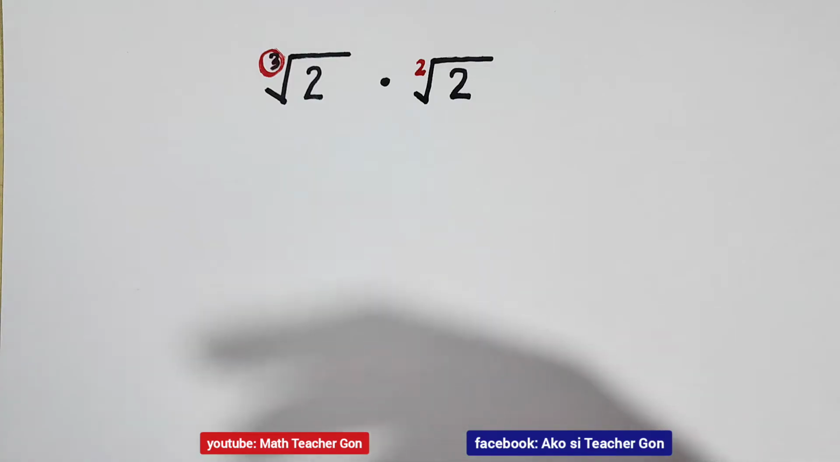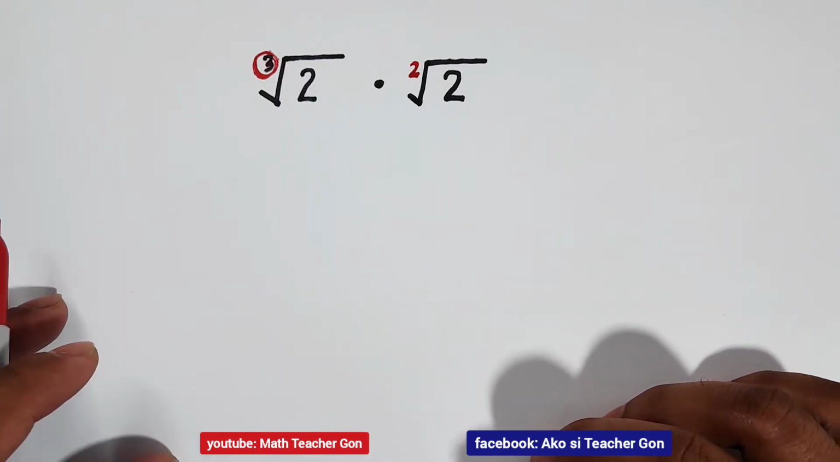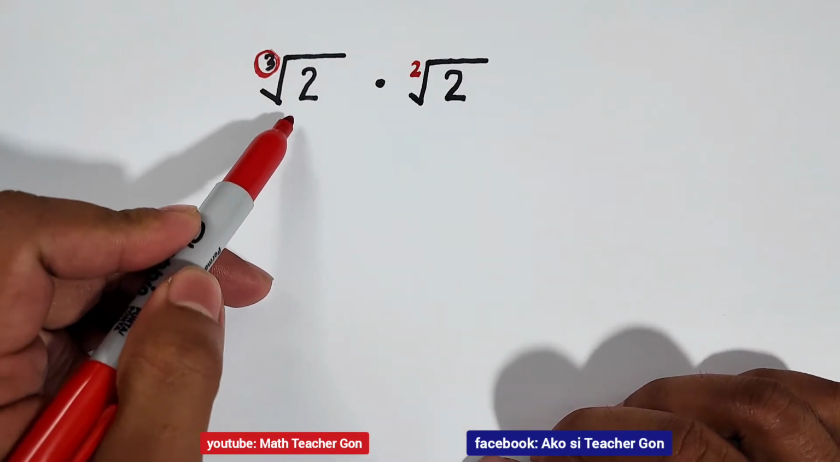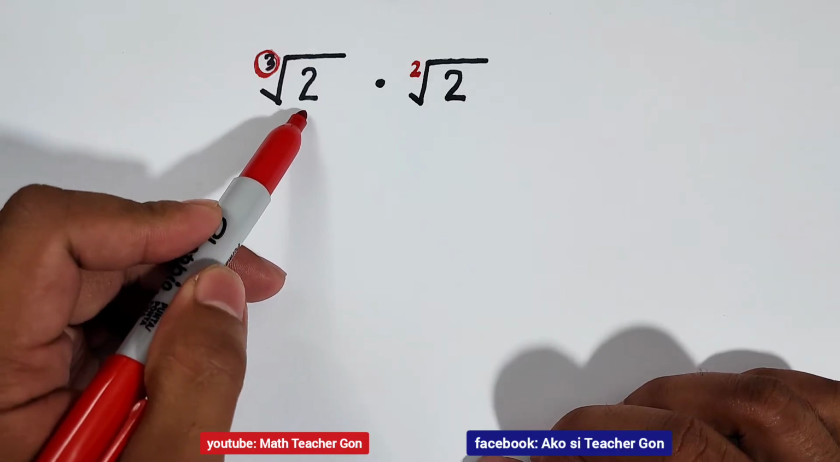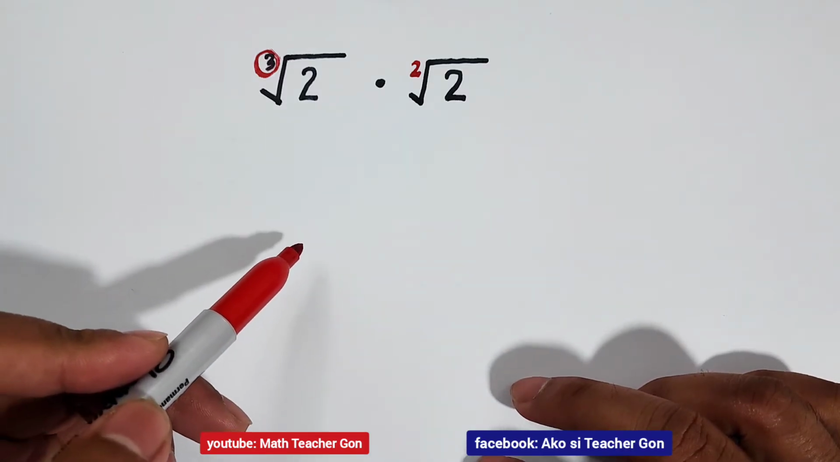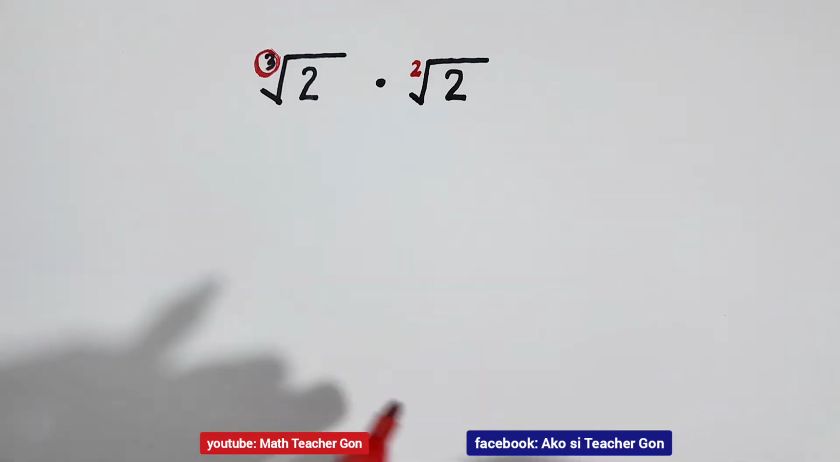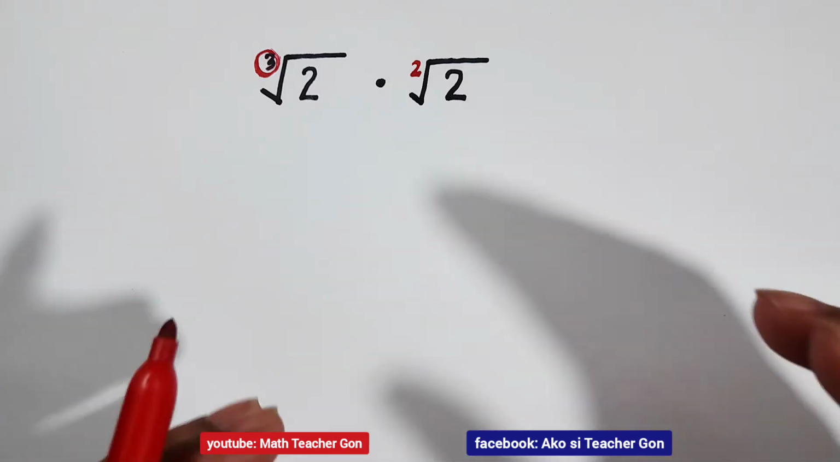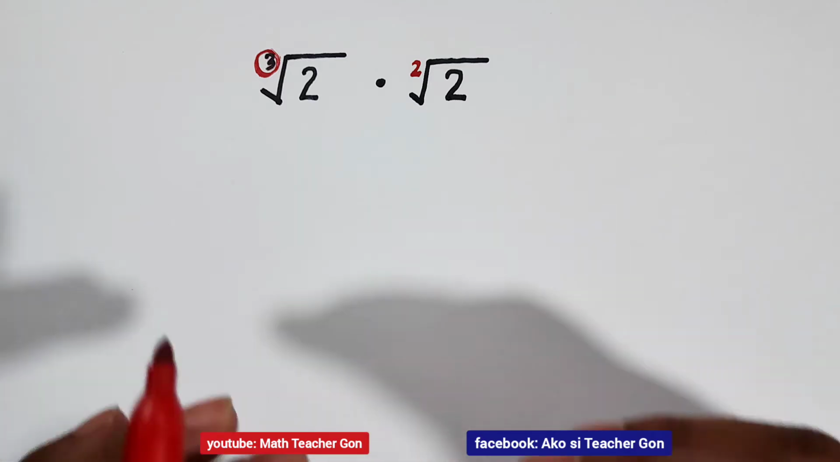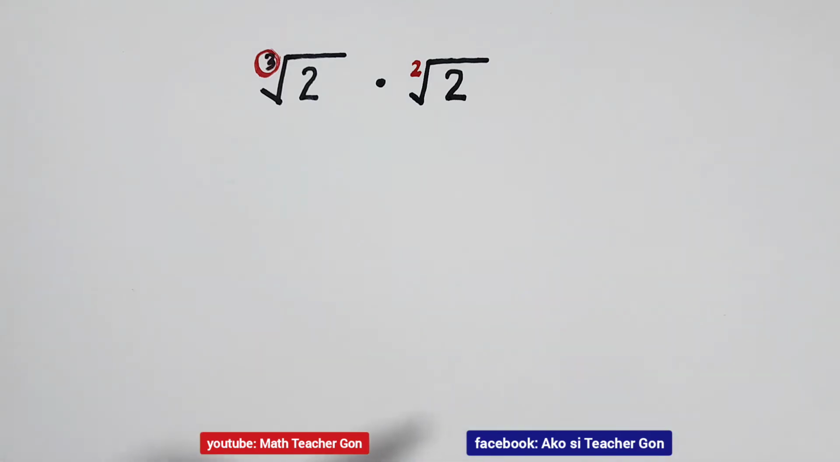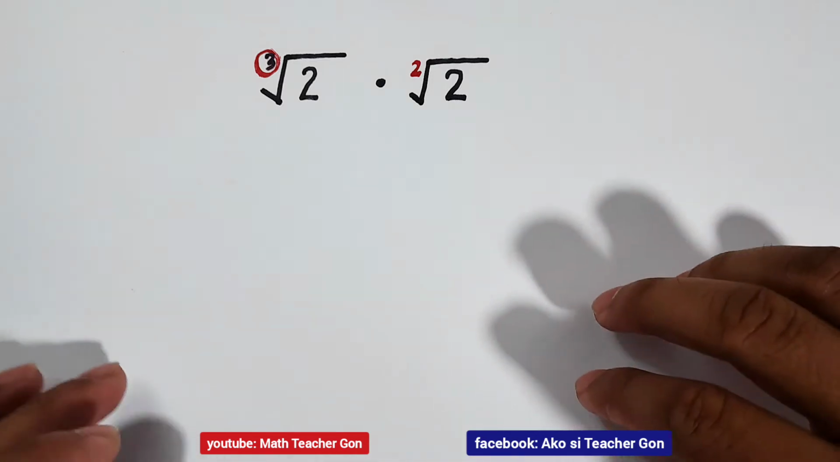So basically, the proper way to do this is to first express or convert these radicals into rational exponents, and then simplify them using the laws of exponents and then go back to the radical form. But in our case, I will show you a shortcut on how to do this.